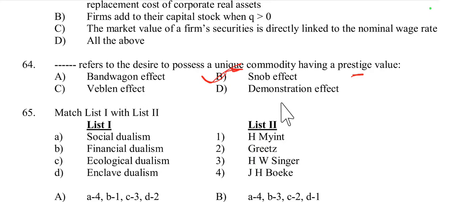Then bandwagon and demonstration, these are similar concepts. Veblen means we buy luxurious goods when prices rise, we buy that type of luxurious goods for our show. So this is Veblen. So here the right option is option number B.